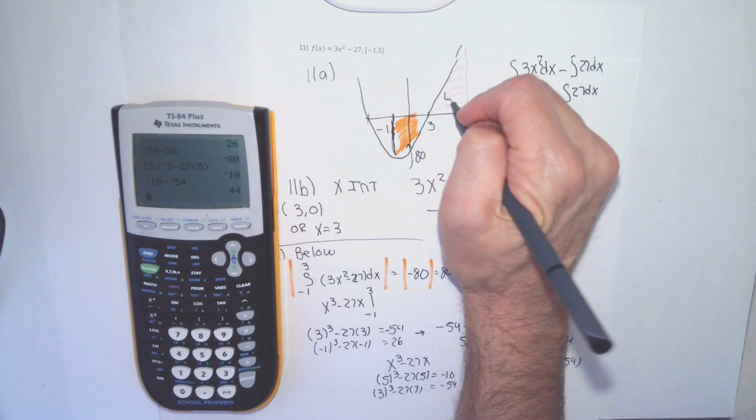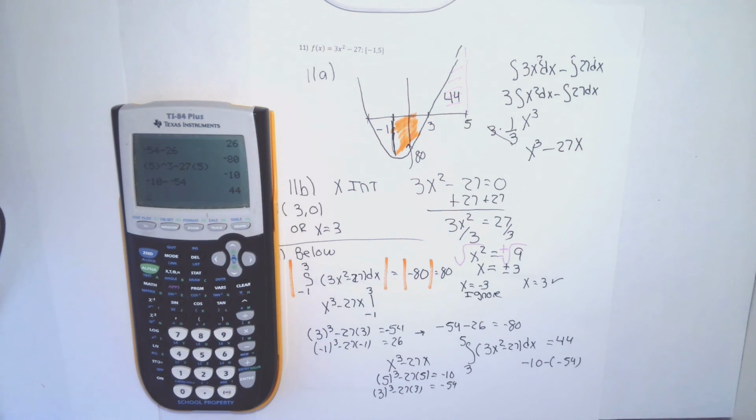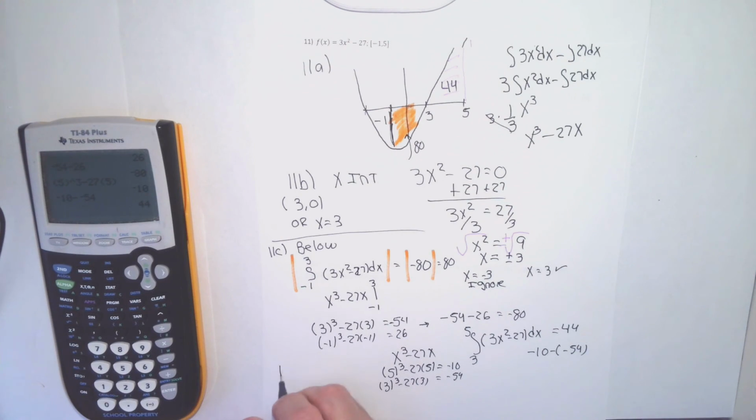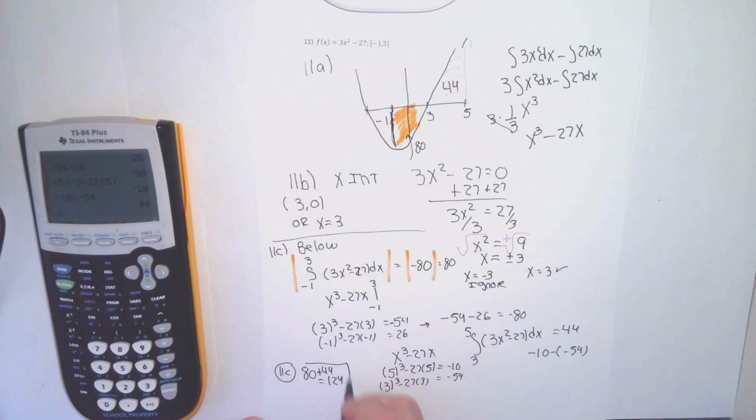So bottom region has an area of -80 made positive into +80 from the integral. The integral comes out -80, the area is +80, the top area is 44, the integral is 44. So my answer for part C, for 11C, I'm just going to take the 80 plus the 44 and add the two areas and get 124.